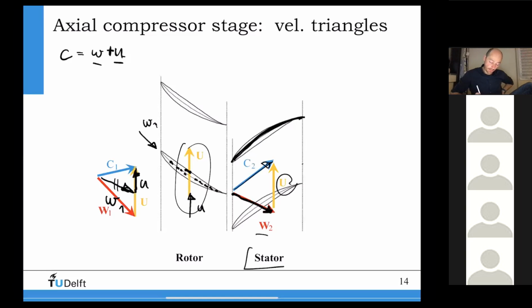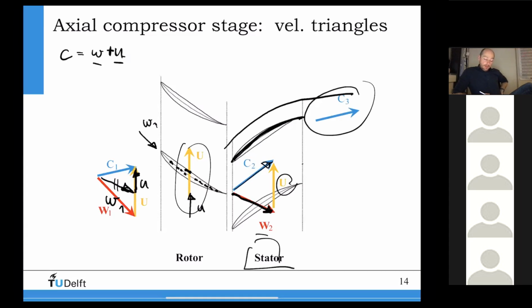This is the stator now. And so I go through the stator, and if there are no losses, again, the flow will just simply turn, and I will get a velocity at the outlet. But what do you see here now? You see that in the absolute frame of reference for the stator, at the inlet, I have a large kinetic energy. C2 is larger than C3, right?